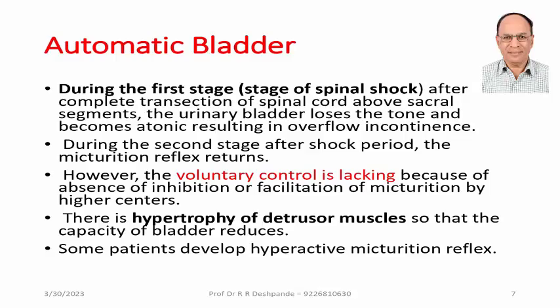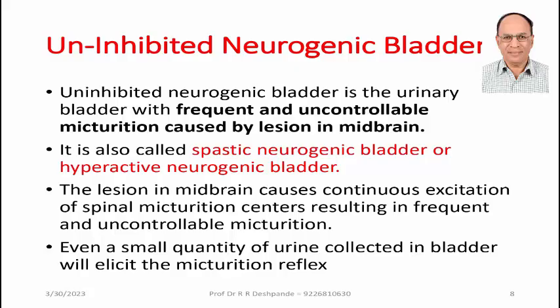No inhibition signal is there. From the brain, we have already seen the 2 centers are there. One is inhibitory and the second is facilitatory. So inhibition will be lost. Inhibition control is lost because of the damage to the brain. Is it clear? Now next, symptoms.